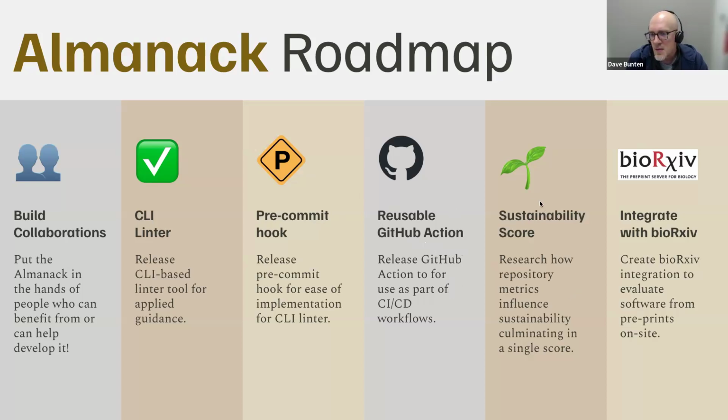We'd like to come up with a sustainability score, which would involve researching how repository metrics influence sustainability and culminating in a single score that one person can understand. So before when I showed that Almanack score, that was a sort of linting score. We'd like to come up with something that's, say, able to provide an inference and is like a way to build a model surrounding how we understand these metrics and how they influence long-term sustainability for these projects.